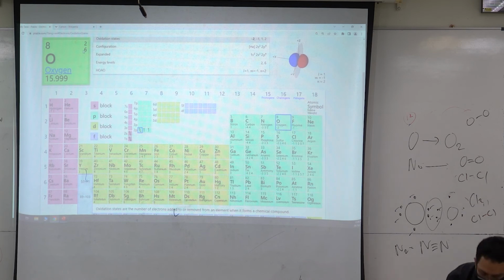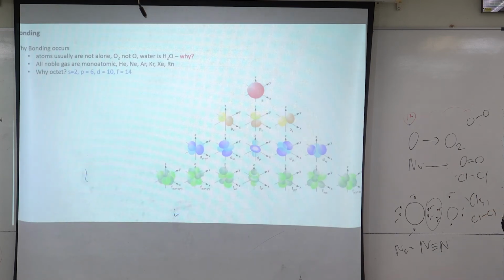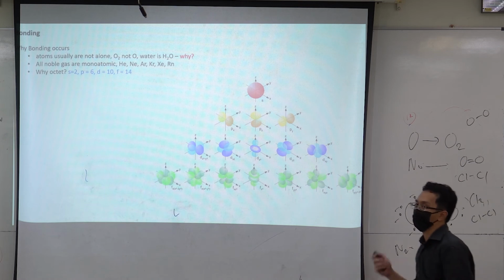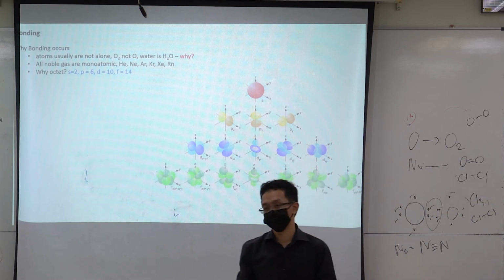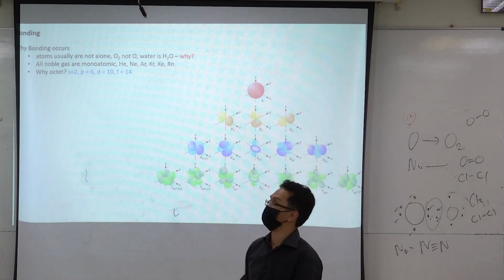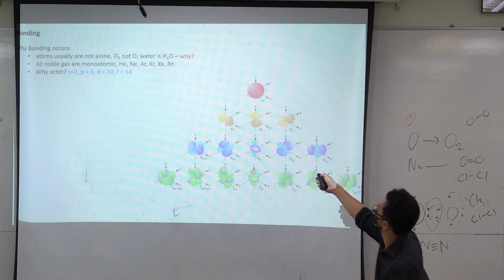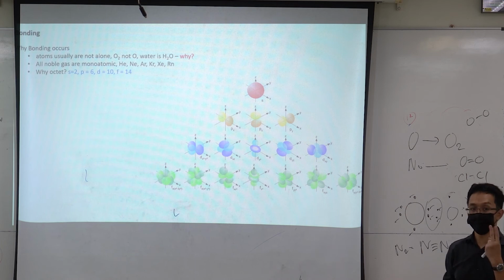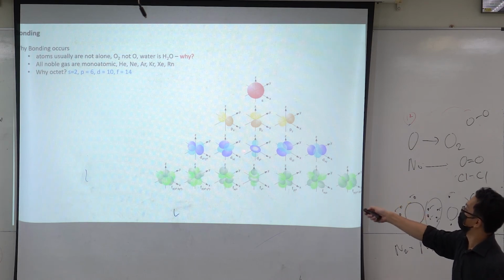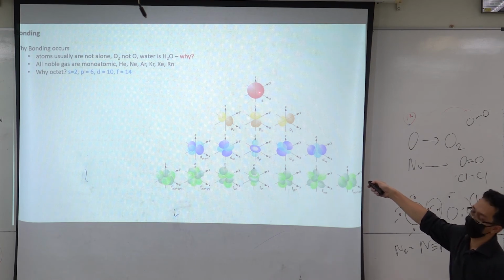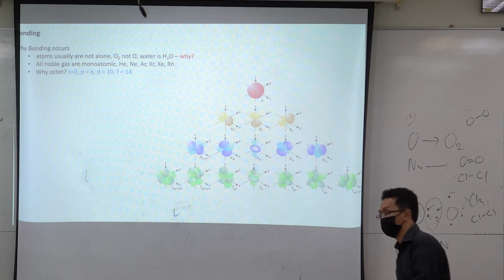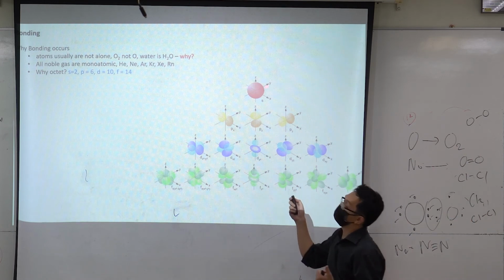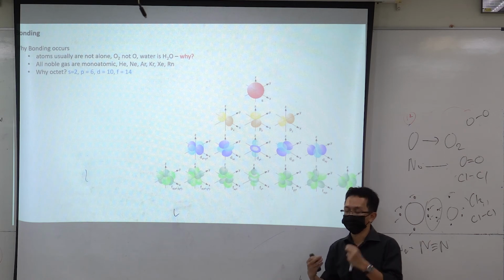So now the question is, why octet? You said before that octet is stable, but why octet? Because you know this is what we call the orbital. Each orbital can be filled by 2 electrons. So you have S, P, D, F. This is based on the Pauli exclusion principle we learned in last class. Each orbital can fit a maximum of 2 electrons.